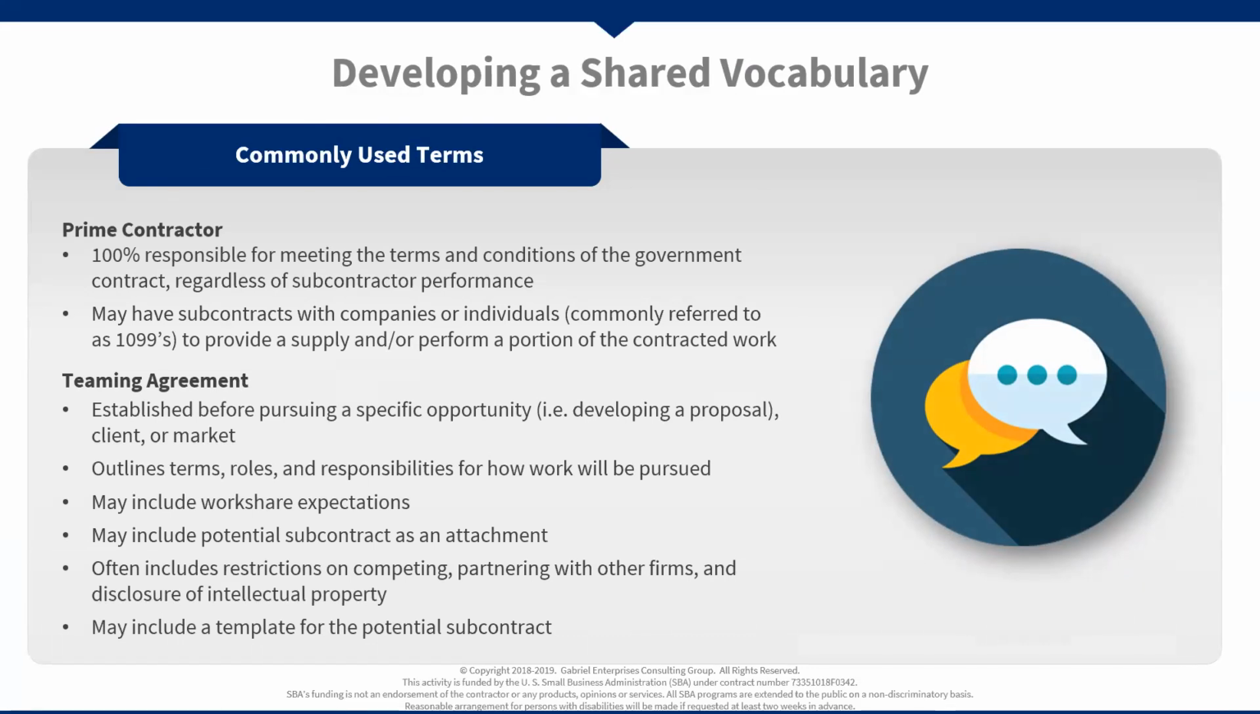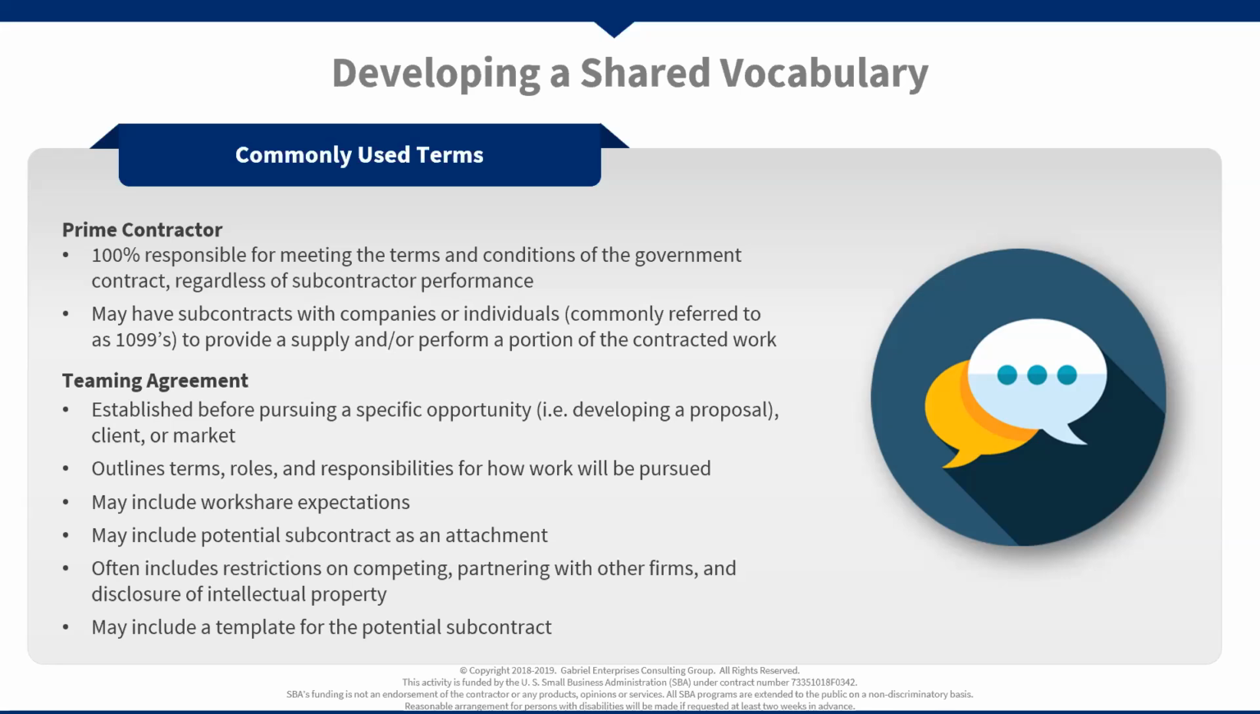So if the government has an issue with performance or even administrative matters, invoicing, anything like that, they're going to come to the representative of the prime contractor, who then has to dole out that information and keep all the subcontractors abreast of what's going on with the various parts of performance and communications with the government.